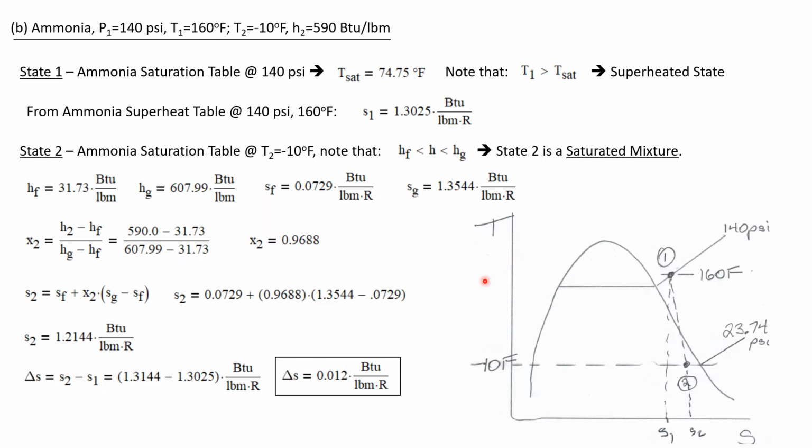And let's plot that on a TS diagram. State 1 is a superheated vapor at 140 psi and 160 degrees Fahrenheit. State 2 is a saturated mixture, which has a quality of 0.9688, and it's at minus 10 degrees Fahrenheit. And the saturation pressure at minus 10 degrees Fahrenheit, the table tells us, is 23.74 psi. We can also see that from delta S being positive, S2 is greater than S1.